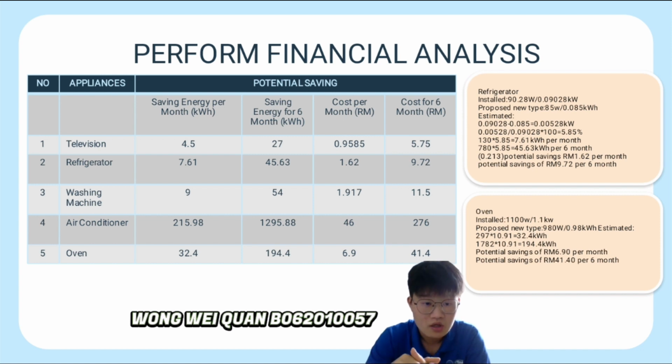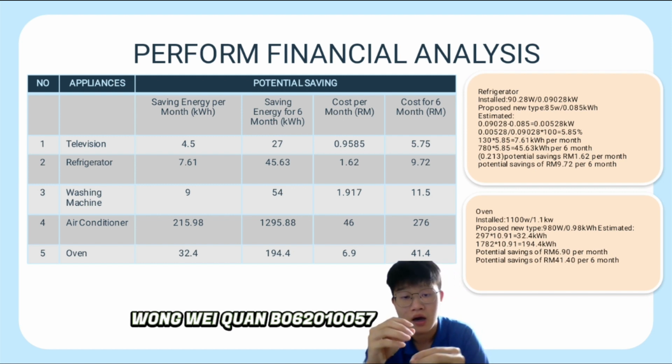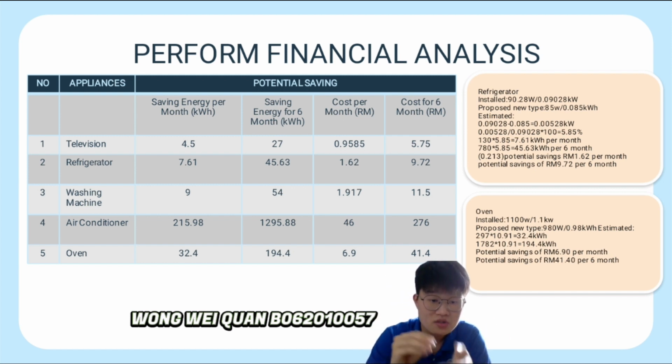0.00528 kilowatts. If I divide by the new watt and times 100%, I get 5.85%. Then I use that and times the new watt, and what I can save per month for the refrigerator is 1 ringgit 62 cents. So if I want to save over half a year, I can save 9 ringgit 72 cents after I buy a new refrigerator.